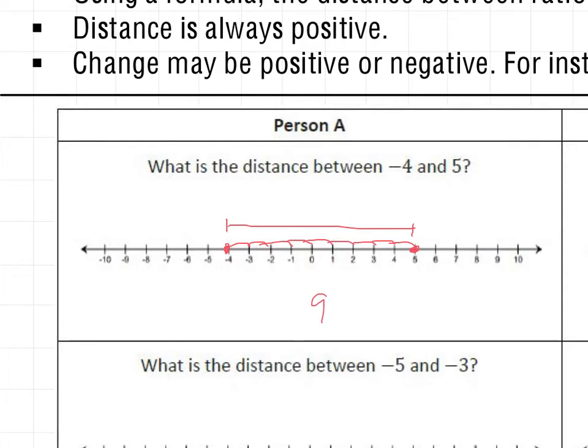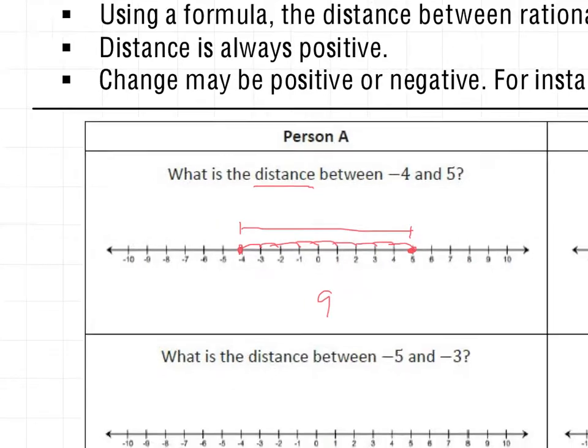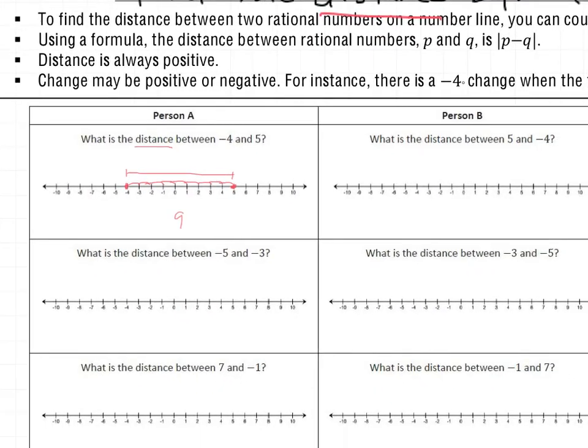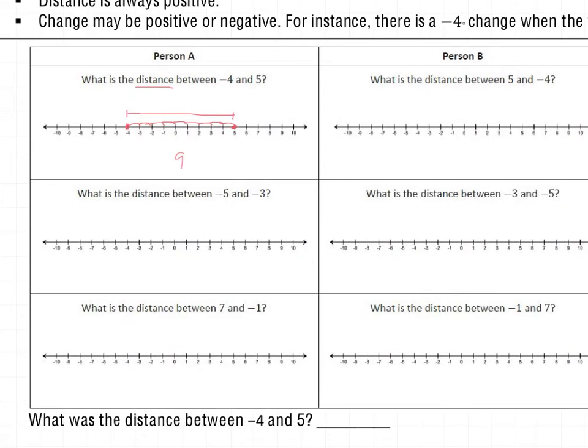A couple things to notice here. We are using the word distance, so direction doesn't really matter. Notice how when I draw my distance bar here, I don't put arrows on it, indicating that there isn't really a direction. So a couple things to keep in mind as you're working through this. Please go ahead and calculate the distance between each of these points, person A and person B. You'll need to pause the video so you can get that done.